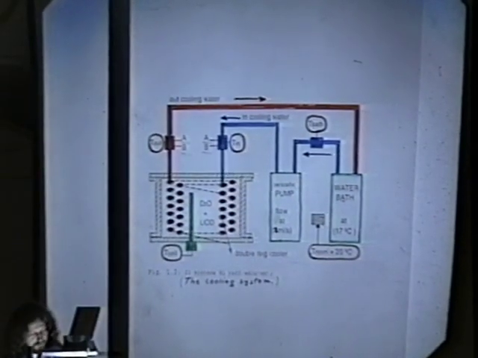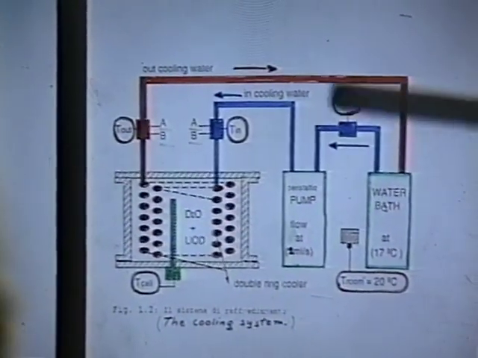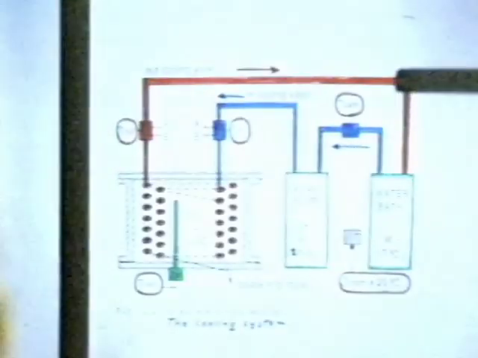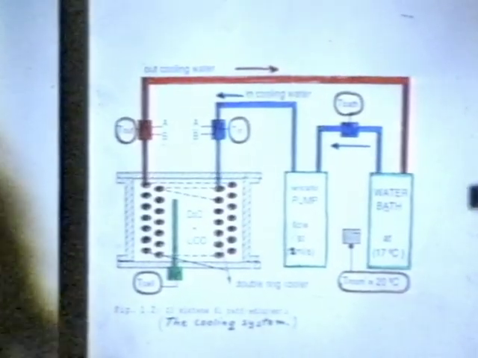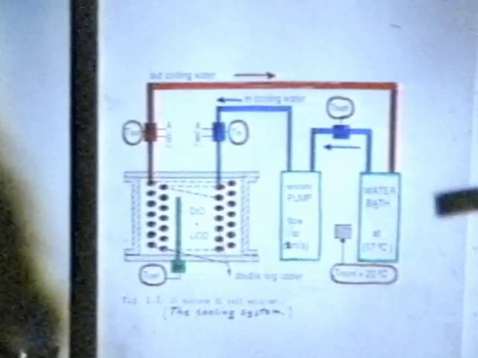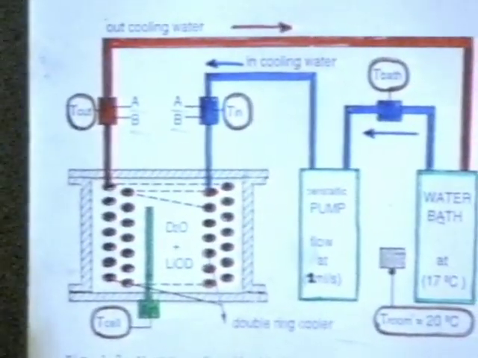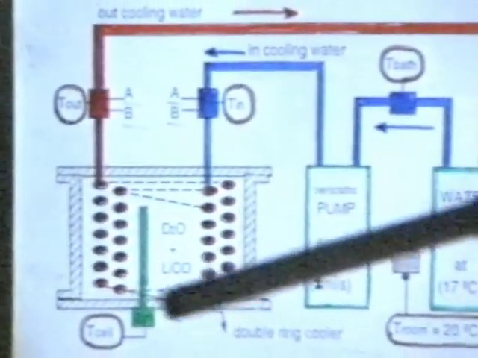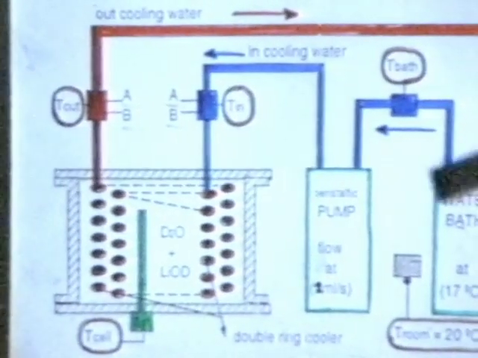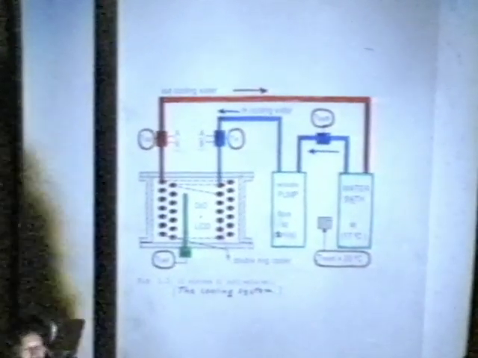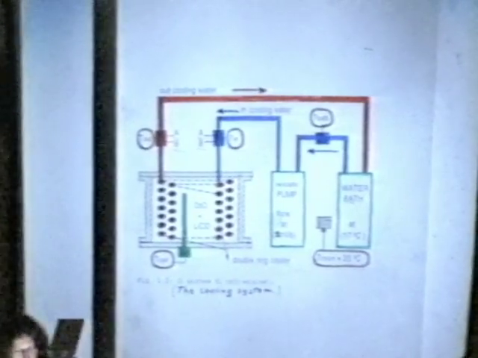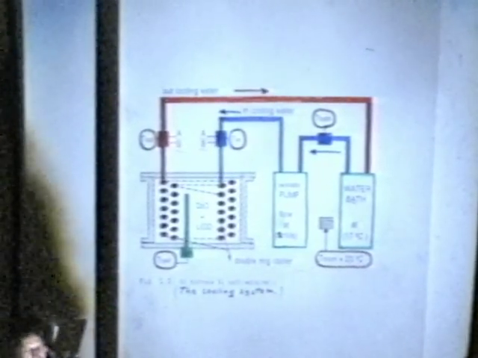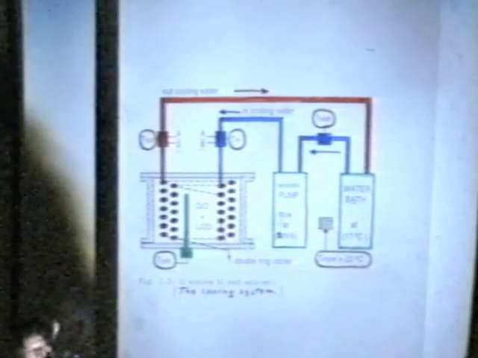It's important to look at the cooling system. We have a water tap to have a constant temperature for the water, and this is the cooler. And we have a peristaltic pump to have a constant flow. Constant flow is very important for calculation of output energy.